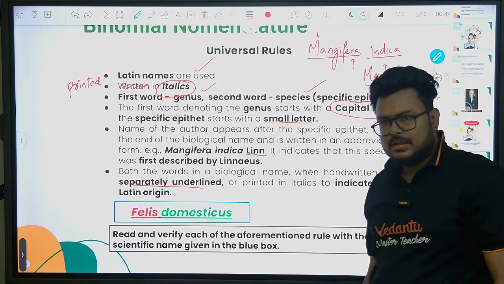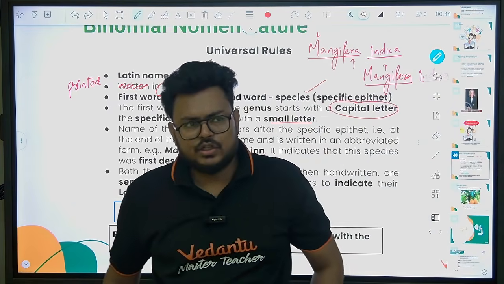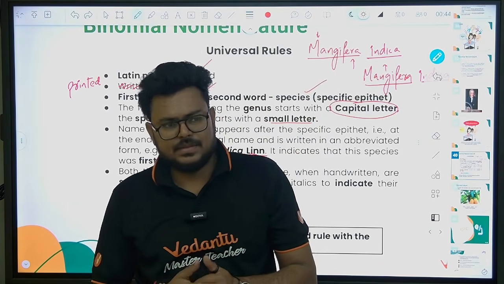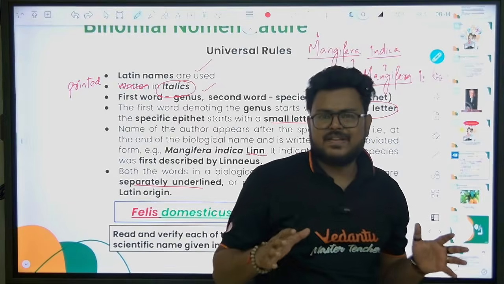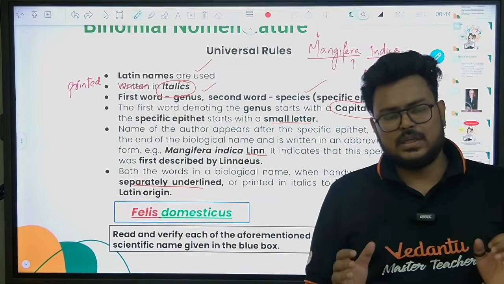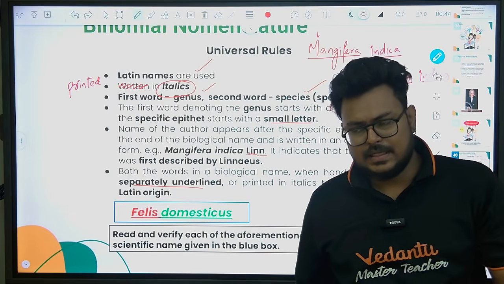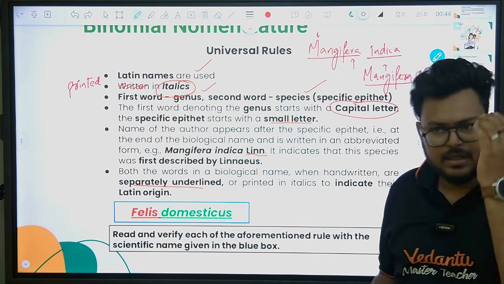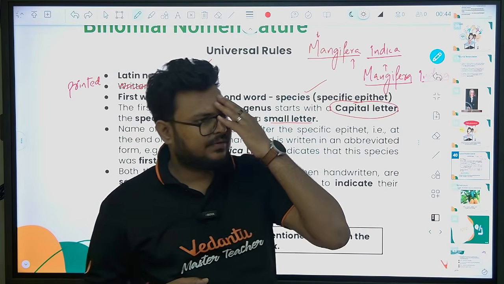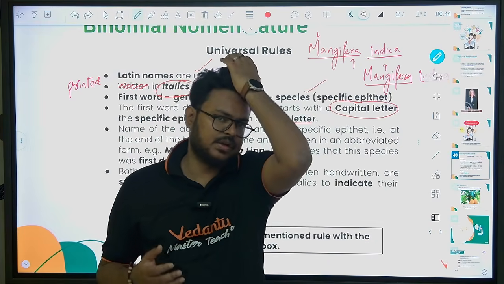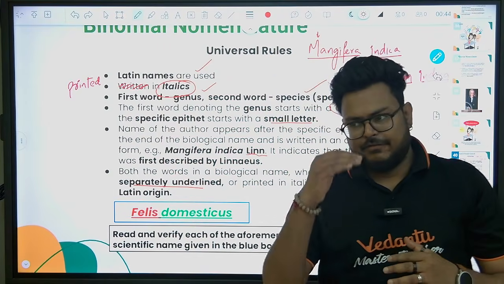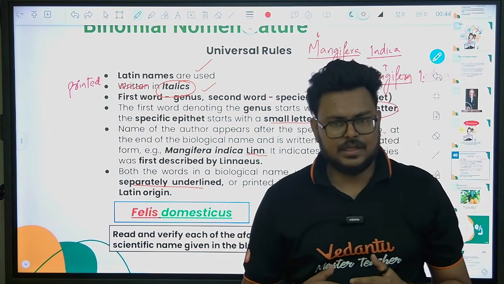In the case of binomial nomenclature, they will ask you why it is required. Obviously, we have millions of organisms, so we need a specific name for one particular organism, plant or animal. That's why we need a nomenclature for them. Second, who gave binomial nomenclature? Carolus Linnaeus. Third, in which of his books was it first published? Systema Naturae.